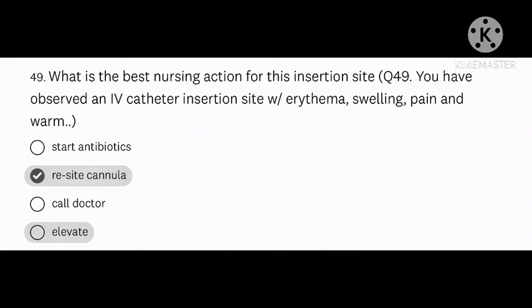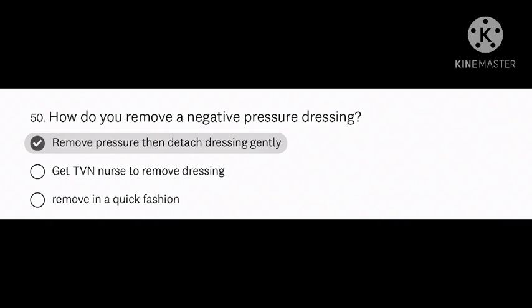What is the best nursing action for this insertion site? You have observed an IV catheter insertion site with erythema, swelling, pain, and warmth. The answer should be resite cannula. How do you remove a negative pressure dressing? The answer: remove pressure, then detach dressing gently.